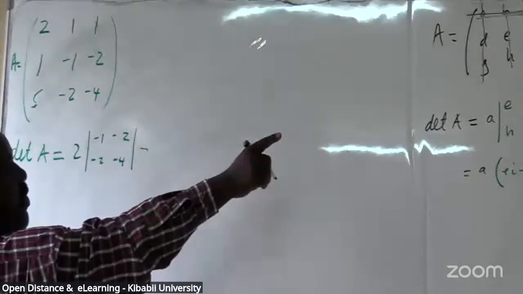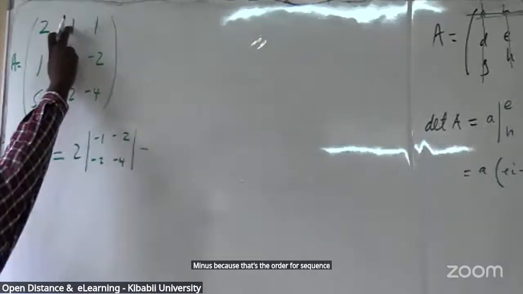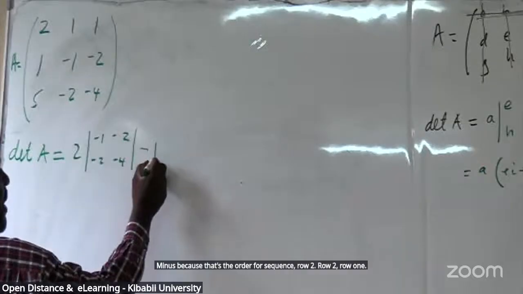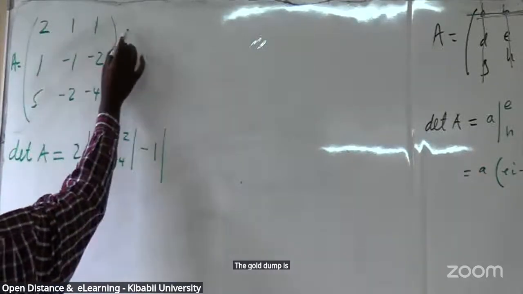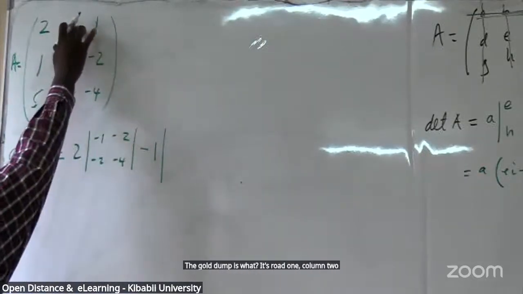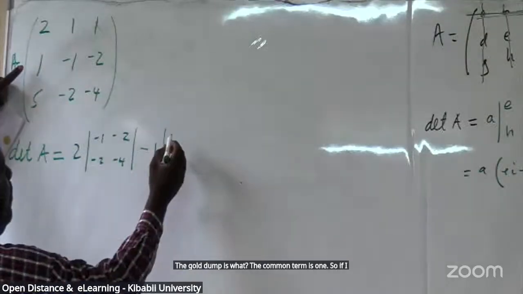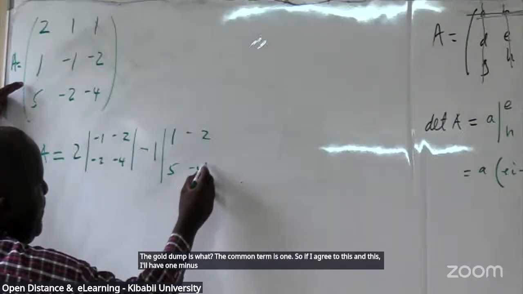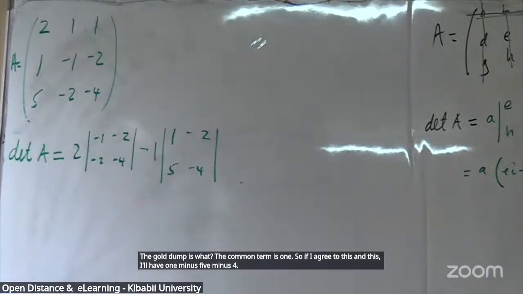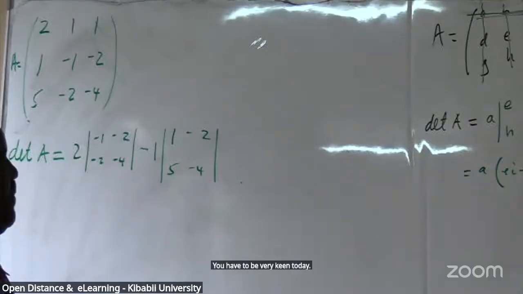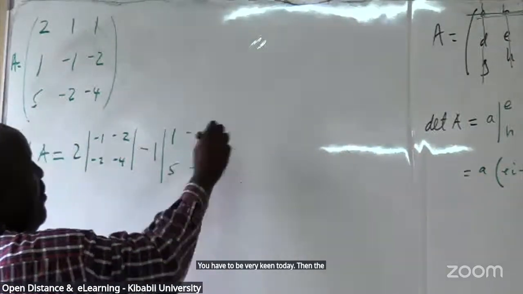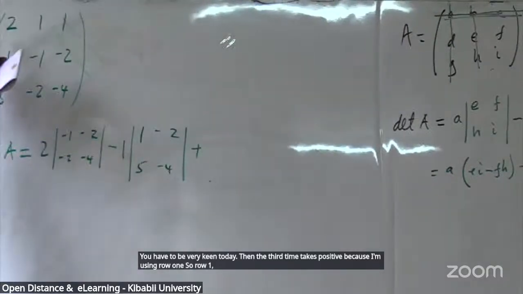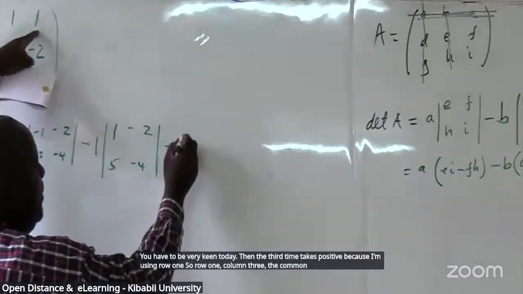Minus, because that's the order of our sequence, row 1, column 2. The common term is 1. So if I delete this row and column, I'll have 1, minus 2, 5, minus 4. You have to be very keen today. Then the third term takes positive because I'm using row 1. So row 1, column 3, the common term is 1.